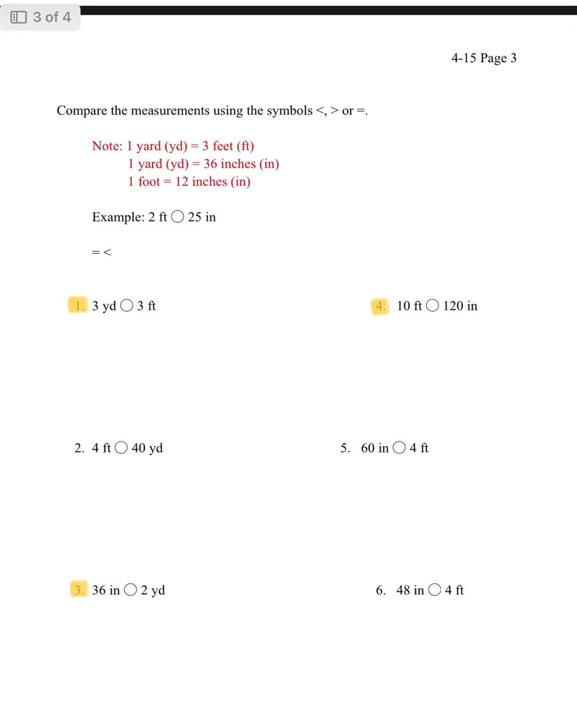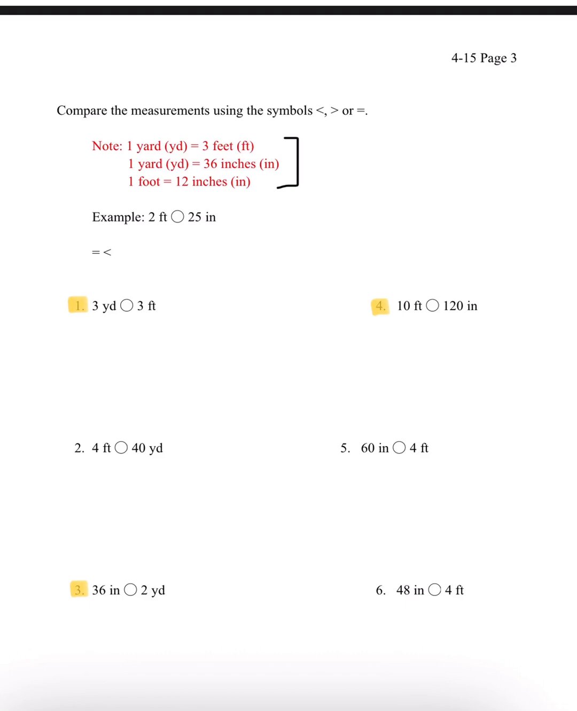Moving on to page 3. We have another compare. This is compare the measurements using the symbols more than, less than, or equal to. Note, it's the same note from the previous page. An example, we have 2 feet, blank 25 inches. So we have to know which one is going to be bigger.